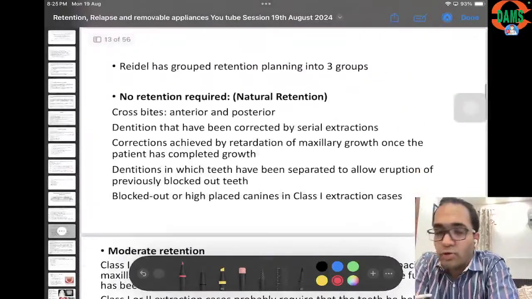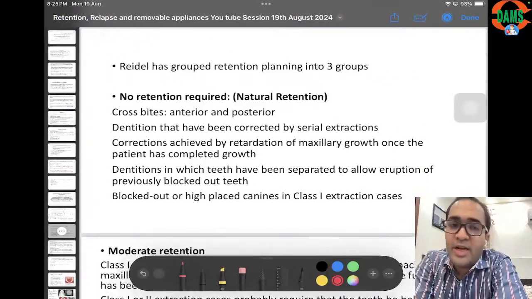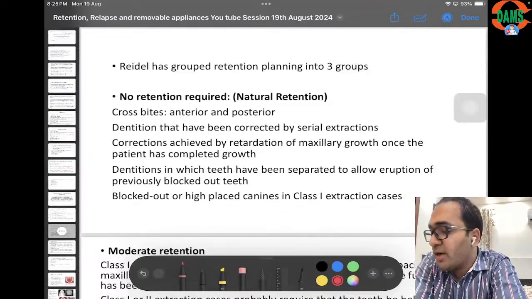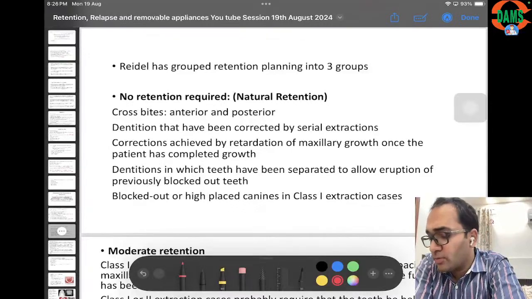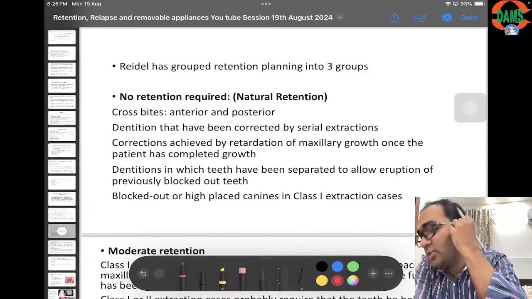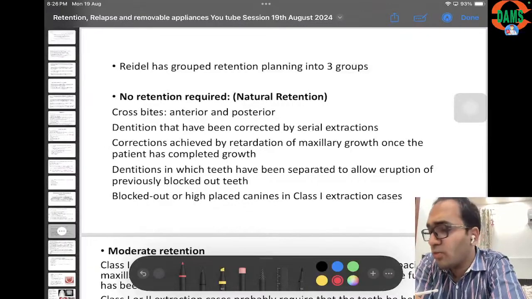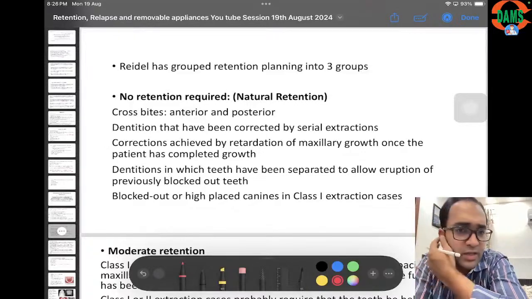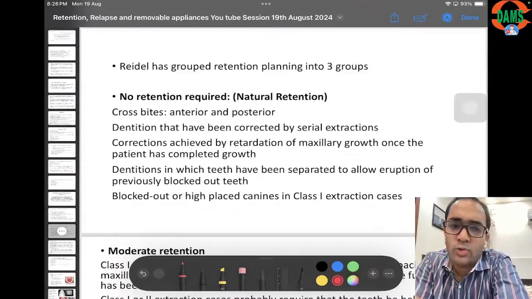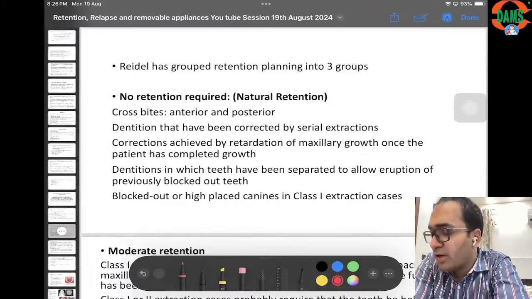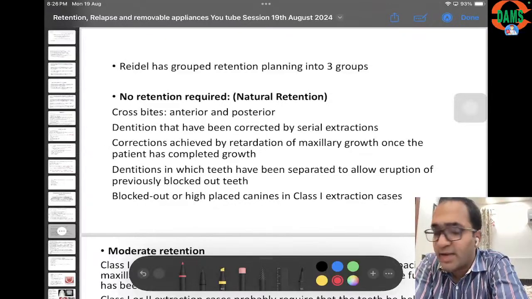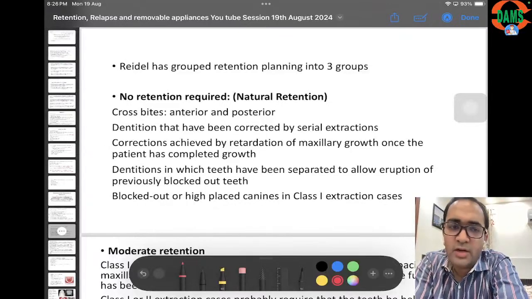Coming to Riedel's, he has grouped retention planning into 3 groups: no retention, moderate and permanent retention. So what are the cases which require no retention? Please listen to this with utmost care, because a number of questions have been asked in your exams. No retention required, that is natural retention, in the cases of crossbites, anterior and posterior, and dentitions that have been corrected by serial extractions.